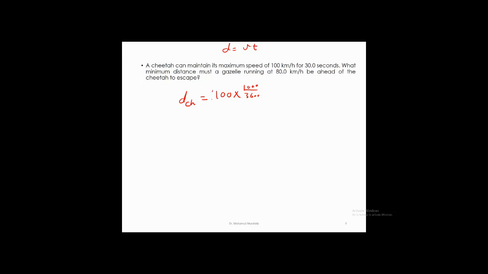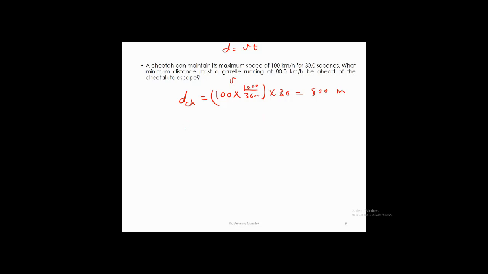ما تنسوش. All of this is the velocity or the speed يعني times 30 seconds. So this is the distance the cheetah will travel in 30 seconds. How much is it? أي حاجة. Let us call it as 800 مثلا يعني 800 meter.